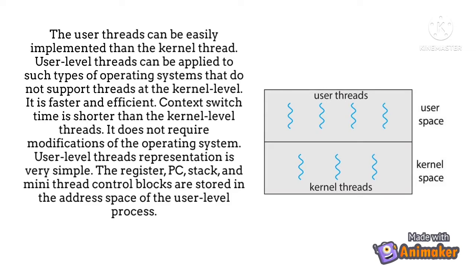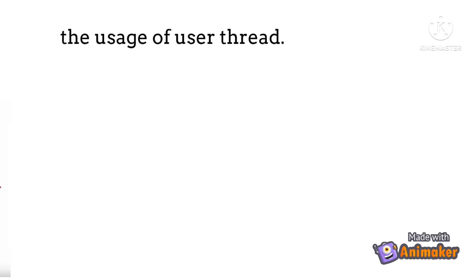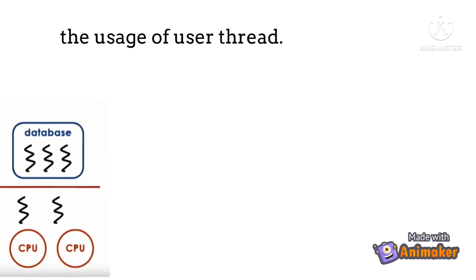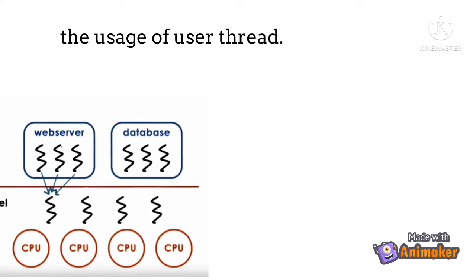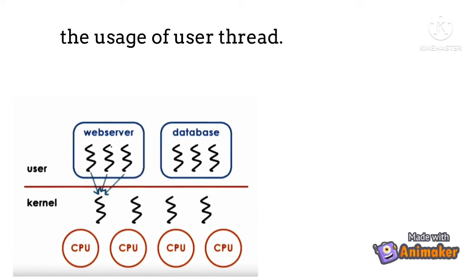User-level thread representation is very simple. The register, PC, stack, and the thread control blocks are stored in the address space of the user-level process. What is the usage of user threads? If the program has many processes that run concurrently, you should use user threads, because the kernel sees the program as only one process. And this diagram shows that many processes or threads are running at the same time.